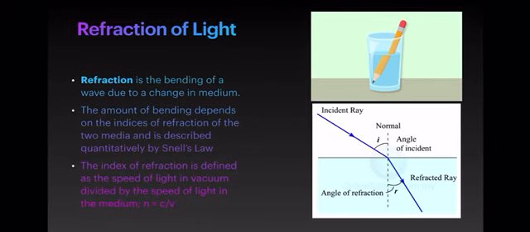Then, the amount of bending depends on the indices of refraction in the two media and is described quantitatively by Snell's law. We will be explaining Snell's law in detail in a second, but first, what is the index of refraction? It is defined as the speed of light in vacuum divided by the speed of light in the medium. So, n equals c over v.